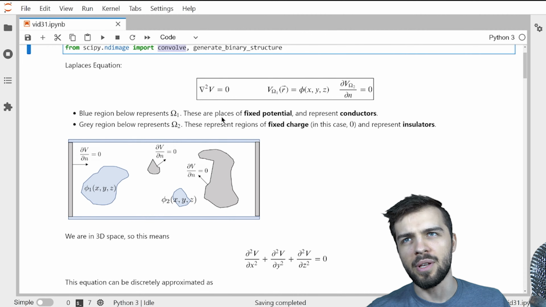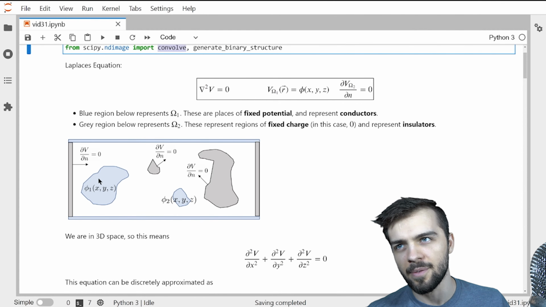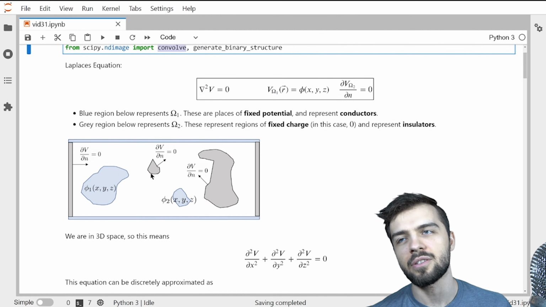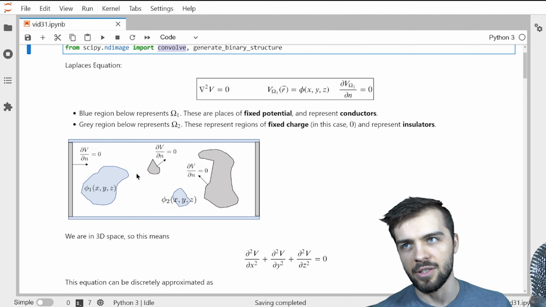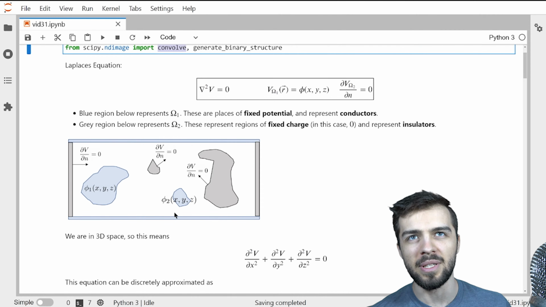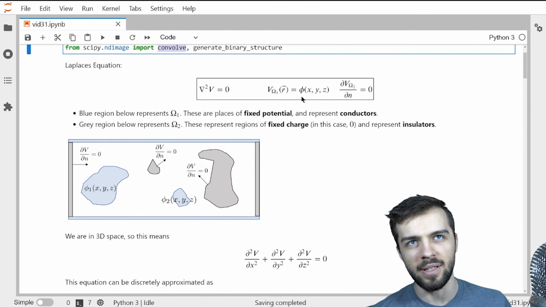And so in the image below here, I have the blue region representing omega 1. That's this sort of region here. And these are regions of fixed potential, so these are like conductors. And usually they're held at a constant potential. So this might be held at like 5 volts, this might be like 3 volts. Maybe up here you have 7 volts and 11 volts. So these are the places of fixed potential. That's the first sort of boundary that you'll encounter. And these are conductors.